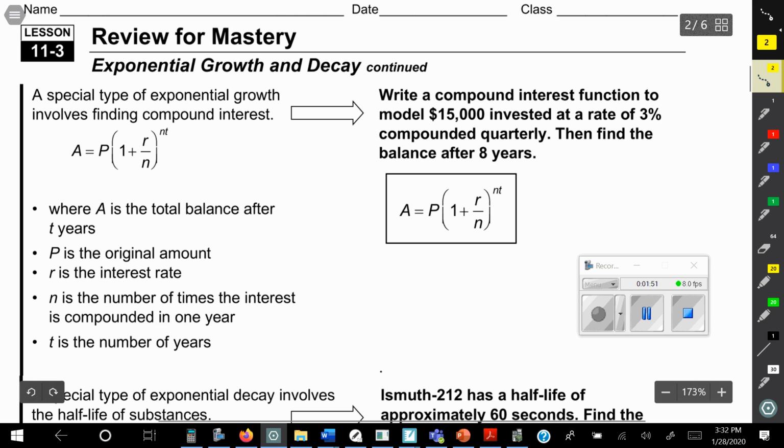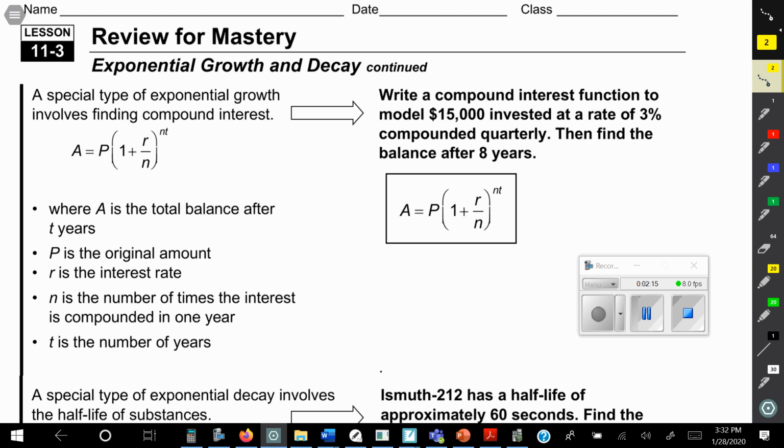So basically, everything that we had before is the same. The only thing that's new is the N, and N is the number of times the interest is compounded in 1 year. So when do we add more money to the original amount? I'm going to show you how to put that into the formula.